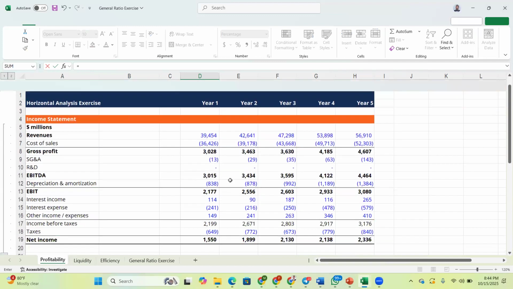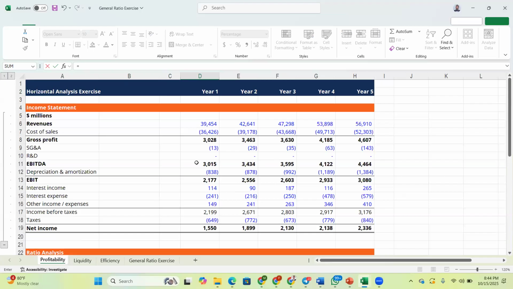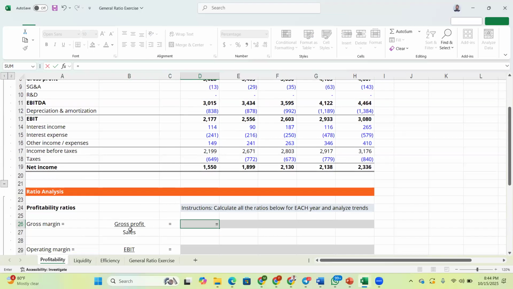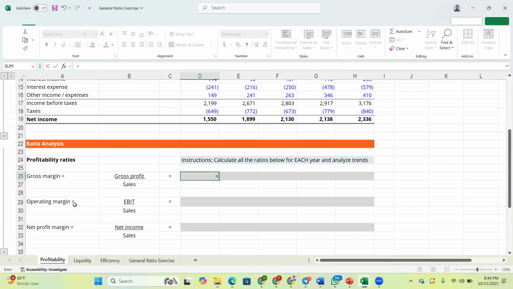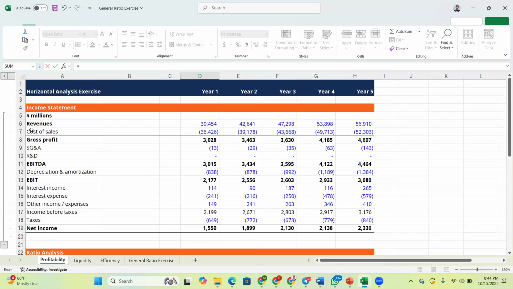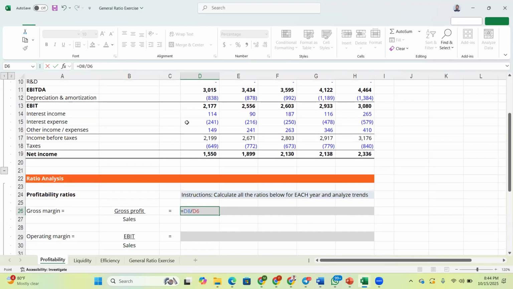Now we have year 1, 2, 3, 4, 5, so we have to do it for each year. What you do is you say gross profit divided by sales to calculate the gross profit margin. Your gross profit for year 1 is on D8. Then you say divided by revenue, which is this. Gross profit divided by revenue.